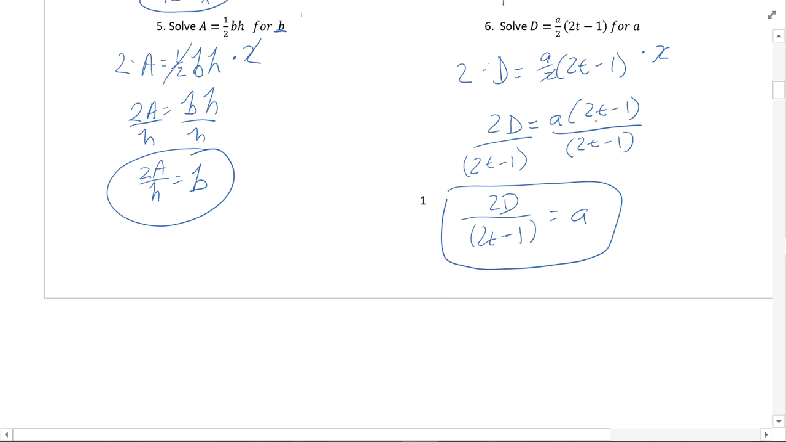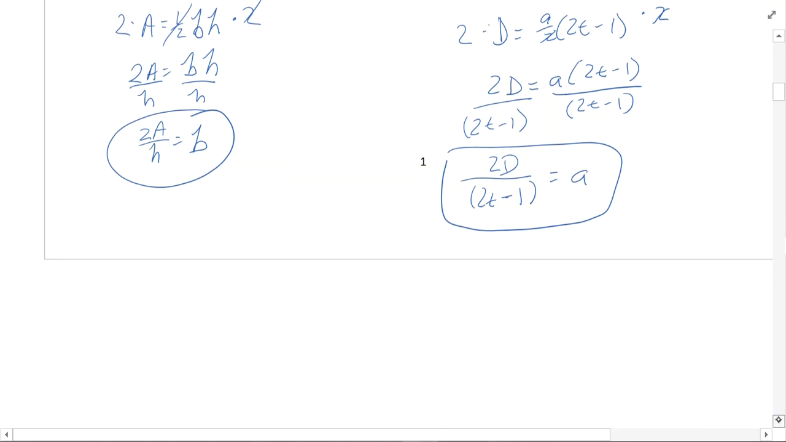And since I'm trying to get a by itself, I can get rid of this whole quantity, or I can move it to the other side. So this is saying a times the quantity 2t minus 1. The opposite of multiplying is dividing, so I can divide each side by 2t minus 1. So then I have my equation solved in terms of a. So 2d over the quantity 2t minus 1 is equal to a. All right, let's take a look at our next topic.